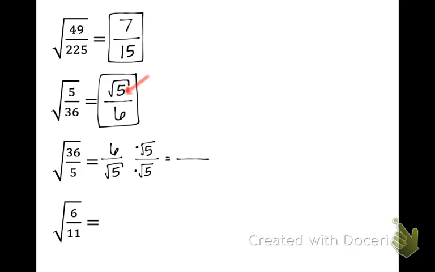So on the bottom, we have square root of 5 times square root of 5. 5 times 5 is 25, so we have square root 25. And the square root of 25 is just 5. On the top, we have 6 times square root 5. We just put those side by side, and that means multiply. That is our final answer.